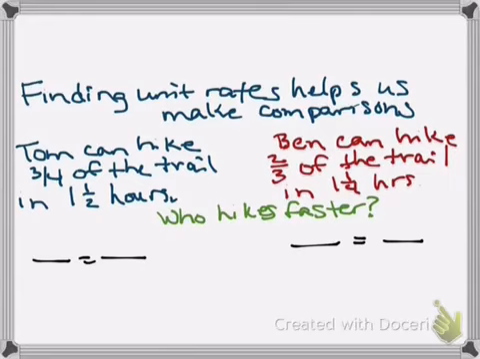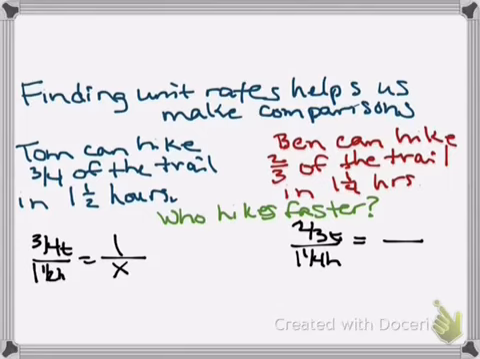So I'm going to set up a proportion for both of these, find the unit rate. So I have 3/4 of the trail for Tom in 1.5 hours. So I'm going to look for how many hours he can hike the whole trail. So then I can compare the times when I'm finished with Ben and Tom and see who hikes faster. So 3/4 of the trail in 1.5 hours, we're going to cross multiply. Okay, let's do Ben first. So 2/3 of the trail he can hike in 1 1/4 hour. So how long is it going to take him to hike the whole trail? Now let's cross multiply and start solving for Tom.